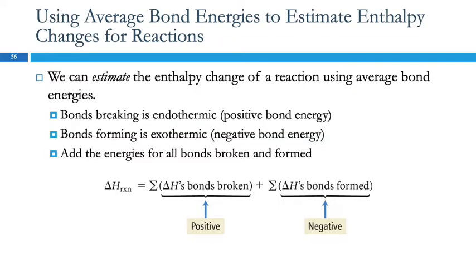So the way we can use this is by looking at what bonds have to be broken and what bonds are formed. So breaking bonds is endothermic. You have to put energy in. Forming bonds is exothermic. So the bond energy is the energy for breaking the bond. When a bond forms, you get the negative bond energy. So basically, we're adding up all the energies for the bonds that get broken and formed, and that will give us an estimate of the enthalpy of reaction.